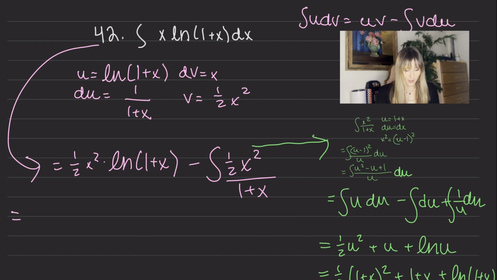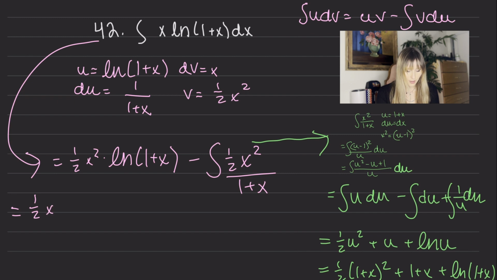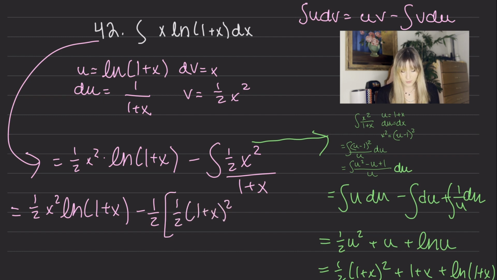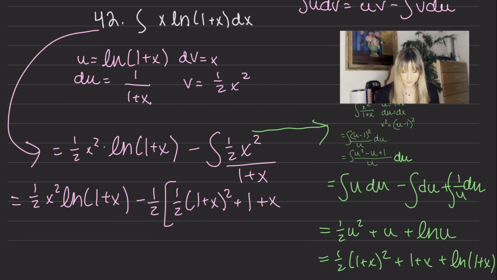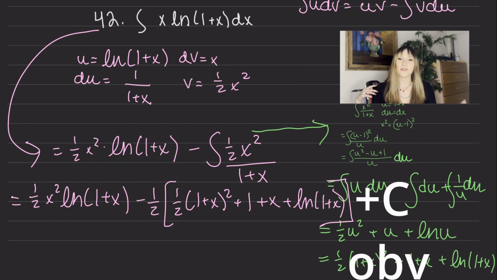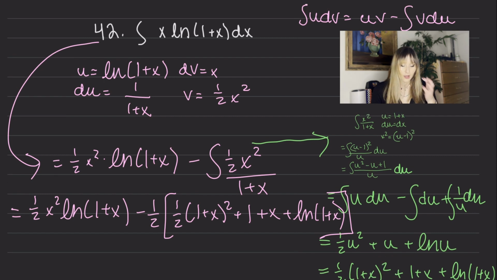So we have 1/2 x squared log of 1 plus x. And then we have minus 1/2 of 1/2 (1 plus x) squared plus (1 plus x) plus log of 1 plus x. I'm just writing over things as if they don't exist, okay? So that's our answer. All right, 43.